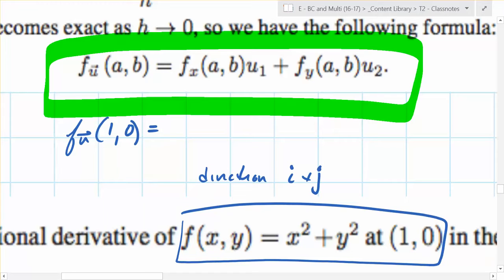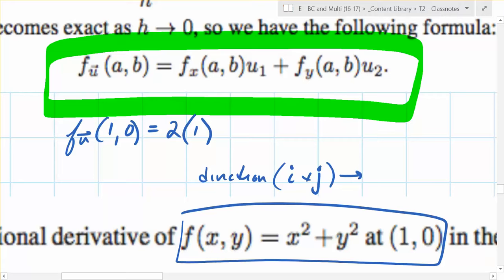What's f_x on that blue boxed formula? What's the derivative in terms of x? It's 2x. So it's going to be 2 times, what's the x value? 1, right? And then this was the direction, correct?